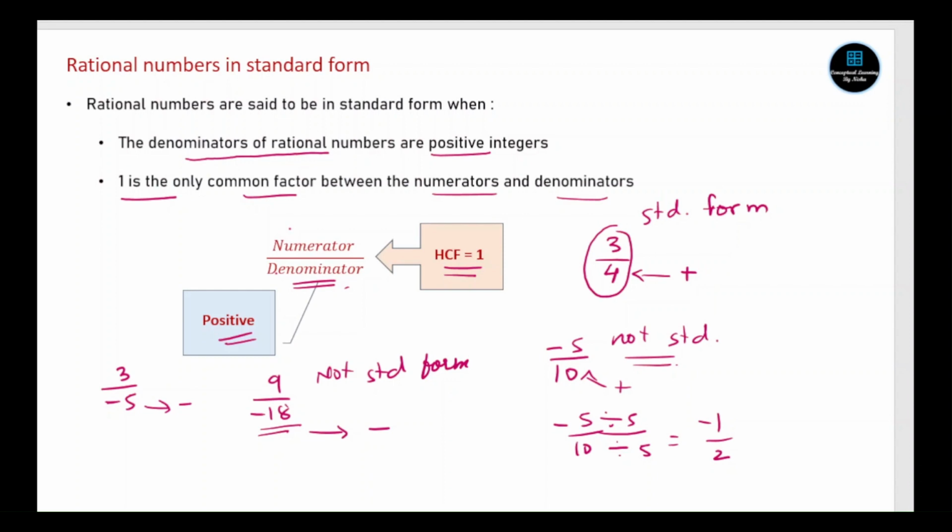Remember that if I ask you 3 upon 0, what can I say? Is this a rational number? No, this is not a rational number. Why? Because, do you remember the definition? The denominator should not be 0. So this is not a rational number. Remember that. I hope you understood this.